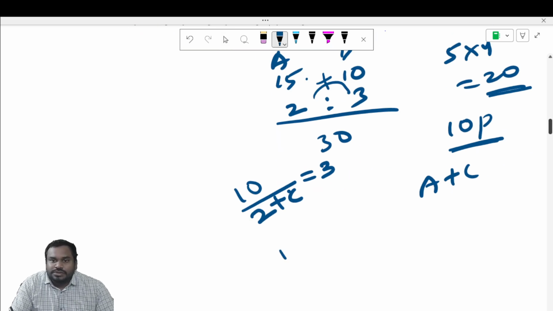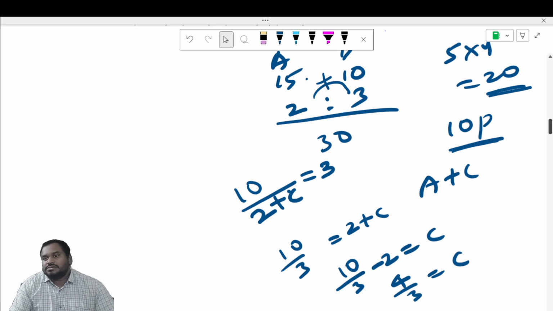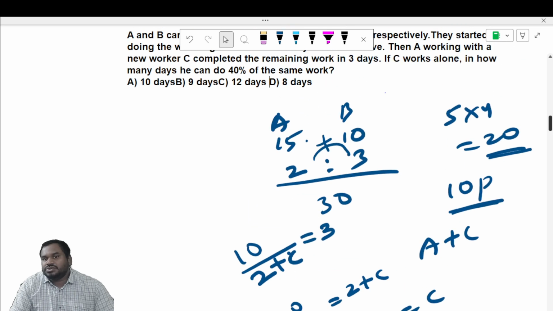So now 10 by 3 is equal to 2 plus C. So 10 by 3 minus 2 is equal to C. 10 minus 6, 4 by 3 is equal to C's capacity. 4 by 3 is C's capacity. Okay, now use the C's capacity you got.